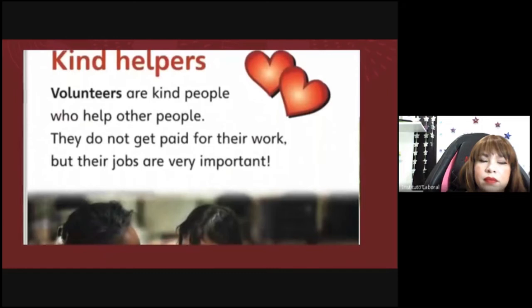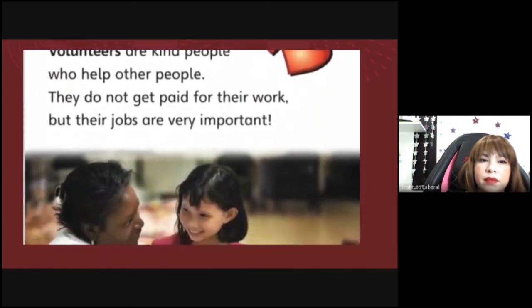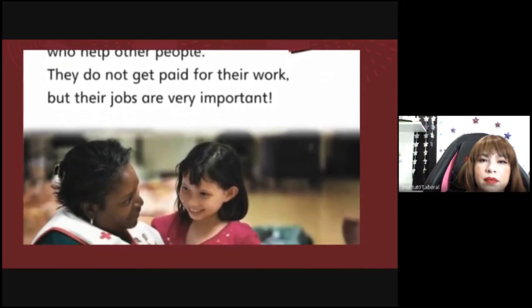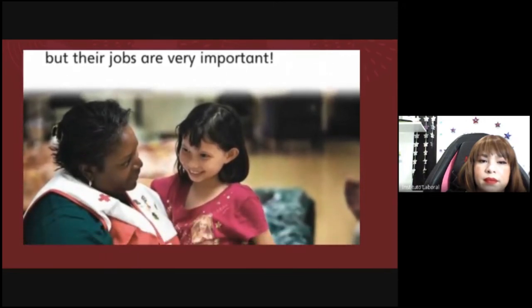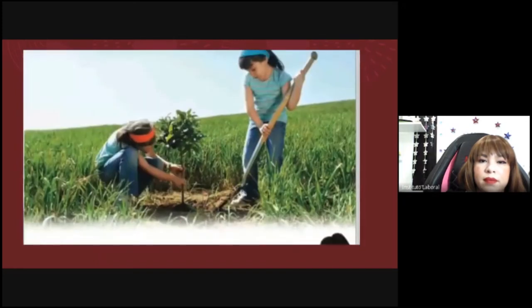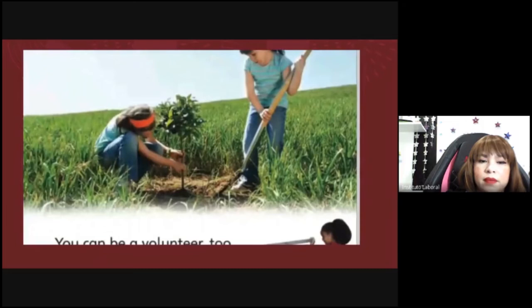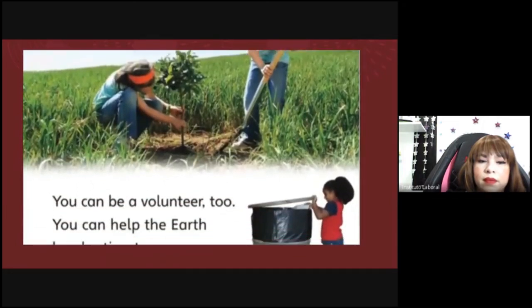Kind helpers. Volunteers are kind people who help other people. They do not get paid for their work, but their jobs are very important. You can be a volunteer too. You can help the earth by planting trees or picking up trash. How else could you help?